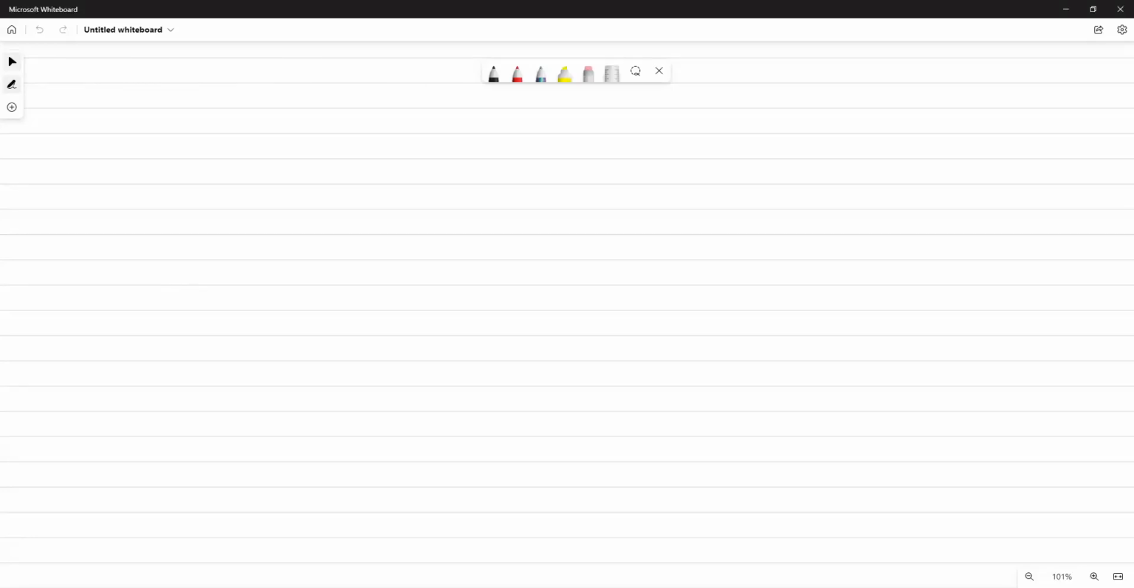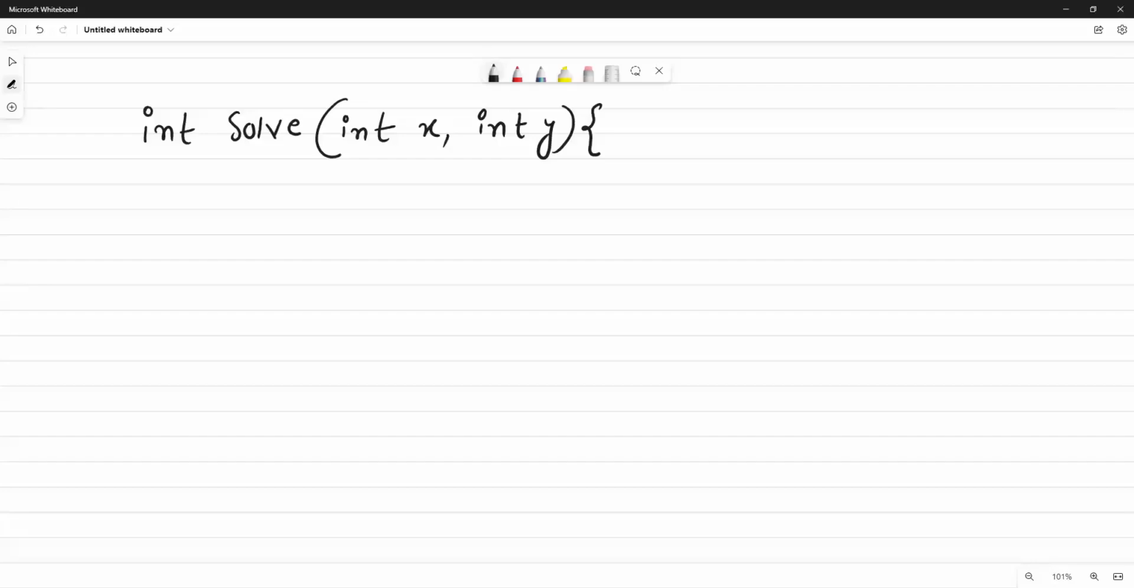So let's start with a very simple question. You have a question like int sol, and you will be having x and y. You need to set the xth and the yth bit of a number and return the number itself. That means that currently you don't have any number. You just have to return a number whose xth bit and yth bit have been set.